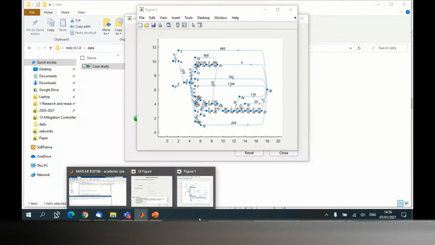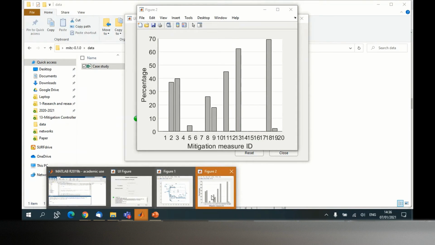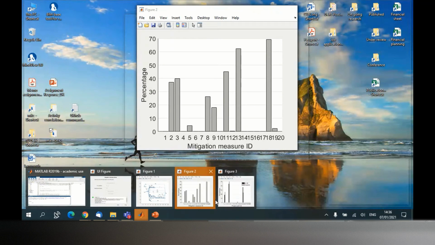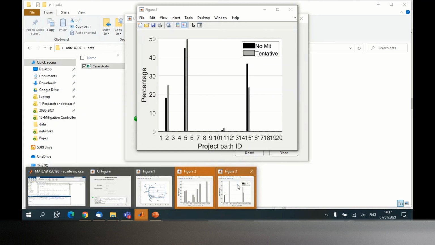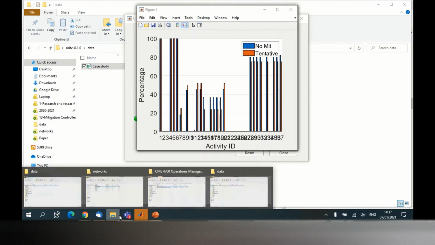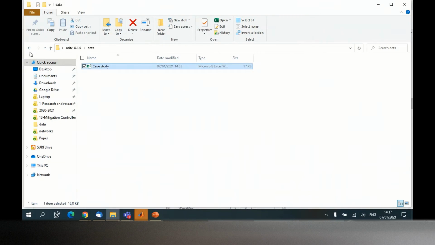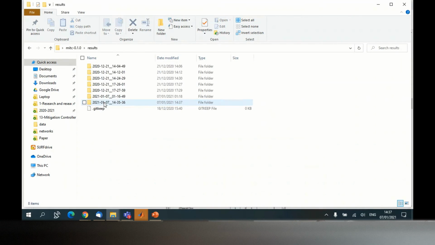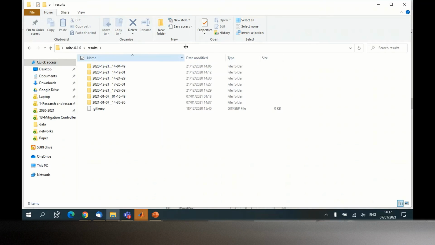So you have multiple results that the software will give, and these figures, which are popping up one by one, are saved in the output folder that you chose. So now, while we wait for them to all appear, let's go to the result. This is the folder that you chose as destination. Every time you do a simulation, you don't lose your result.